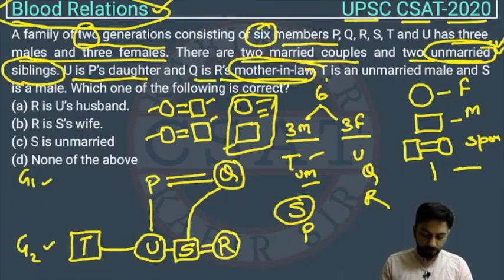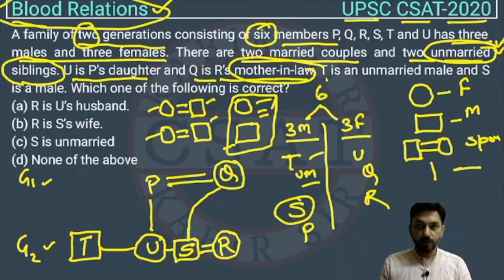So in this way we can draw the diagram. So this looks a bit tricky, right? But if you look into this, there are 3 females and 3 males, and there can only be 2 generations, then you can draw this diagram, okay?